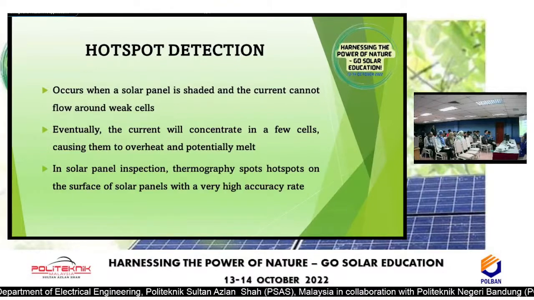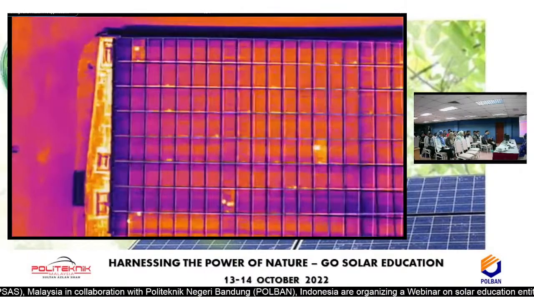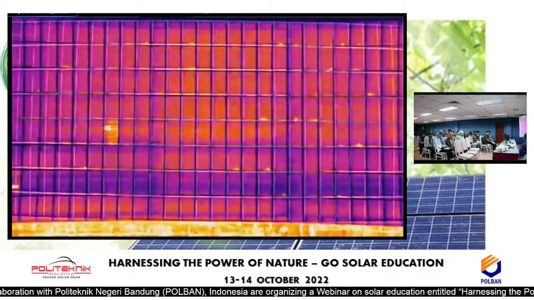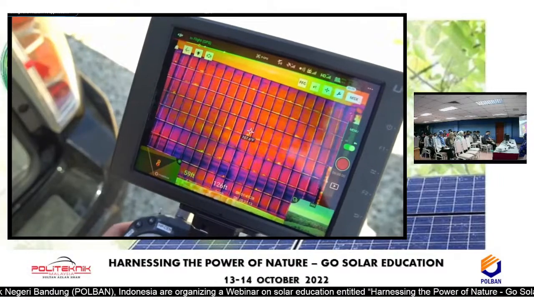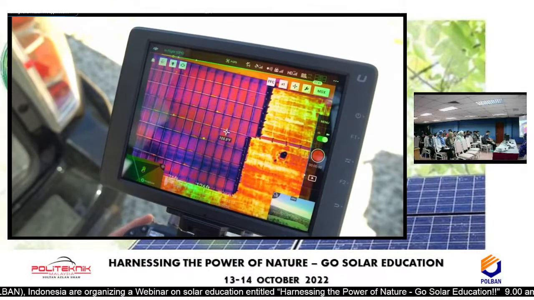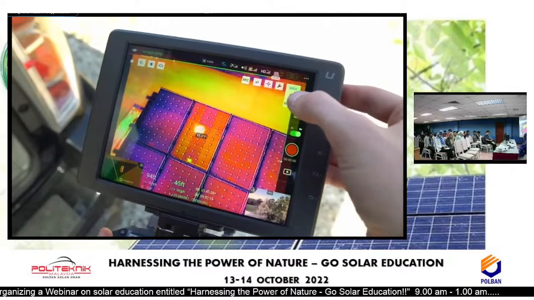We can detect a hotspot area by using thermal or IR equipment. In this video, we can see the IR or thermal equipment checking the temperature of a solar panel. If the solar panel is overheating, then the panel is broken, so we need to replace it with a new one to ensure the safety of the system.